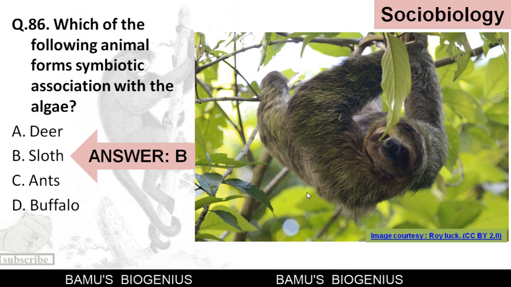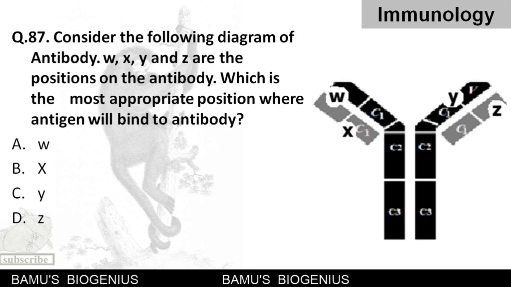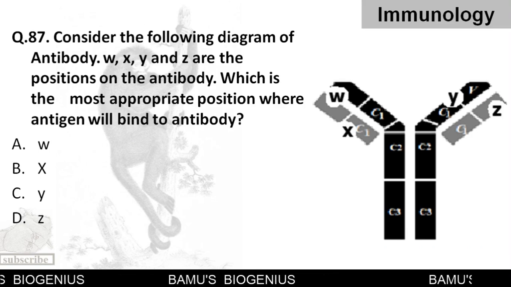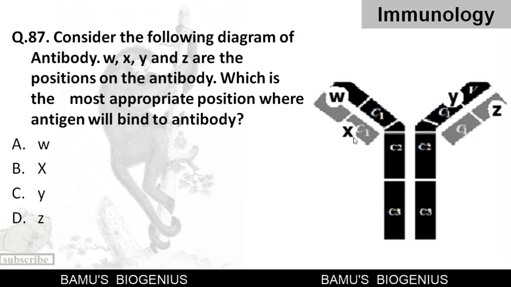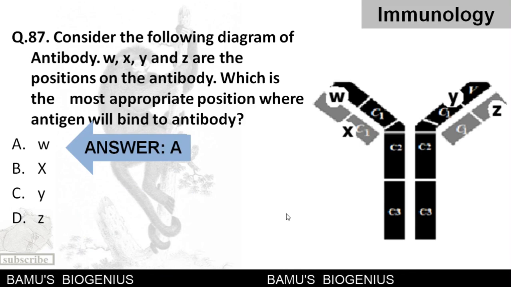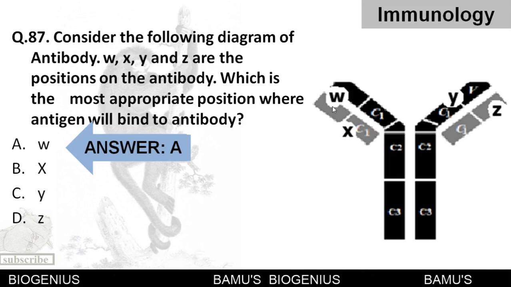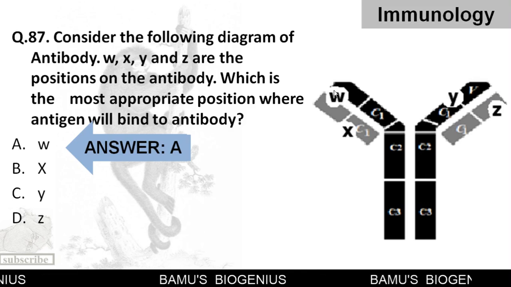And then question number 87. Consider the following diagram of antibody. W, X, Y, and Z are the positions on the antibody. Which is the most appropriate position where antigen will bind to antibody? Whether it is W or X or Y or Z. So the answer is A, W. So this position is an appropriate position to which the particular kind of antigen will bind.